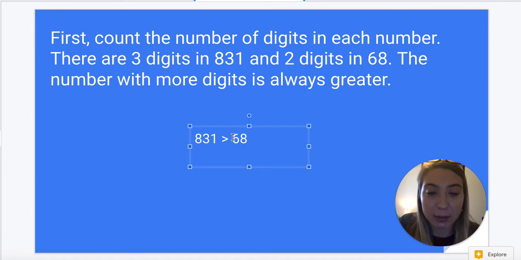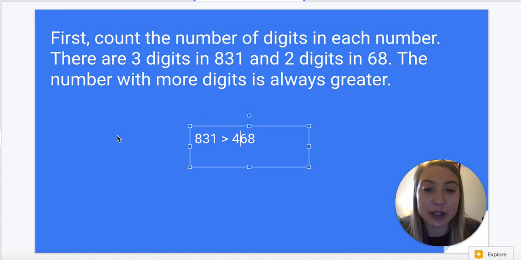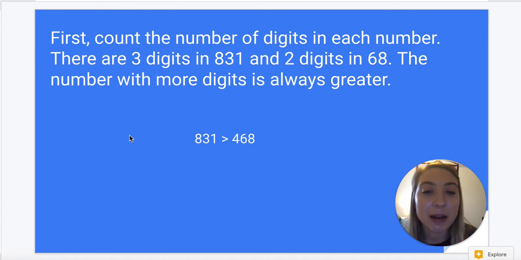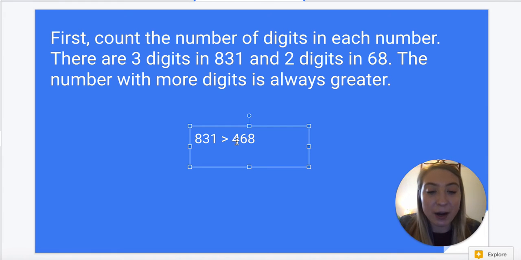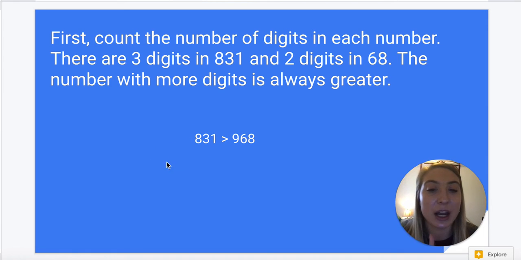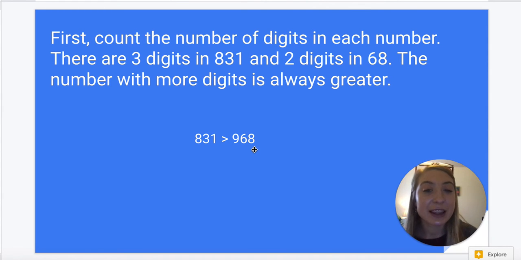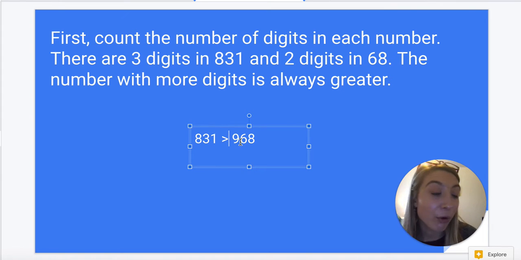But if we had a number like this, where it was 468, then I'm going to look at my hundreds place. And I'm always starting from the left. Which number is bigger? Well, the 8 is bigger, so that's a bigger number. But if it was like this, 831 and 968, now this has a hundreds place that is bigger. So would this be true? 831 is greater than 968? No, that's not true. We would have to switch it.